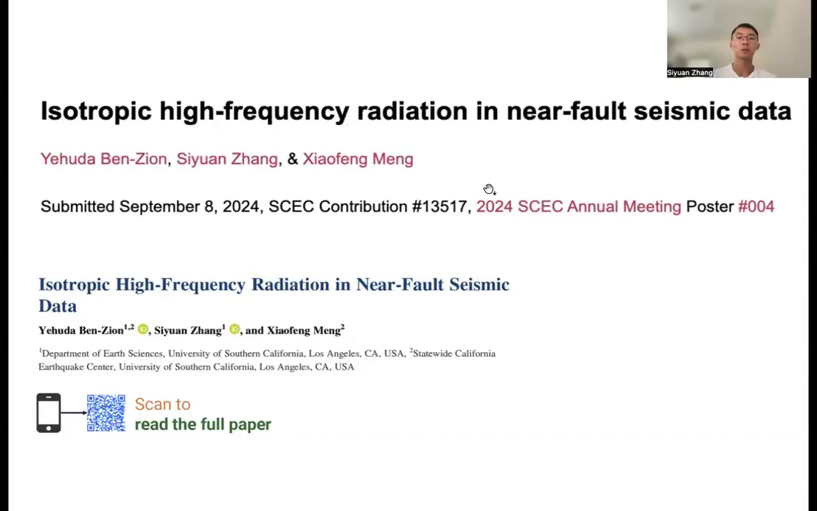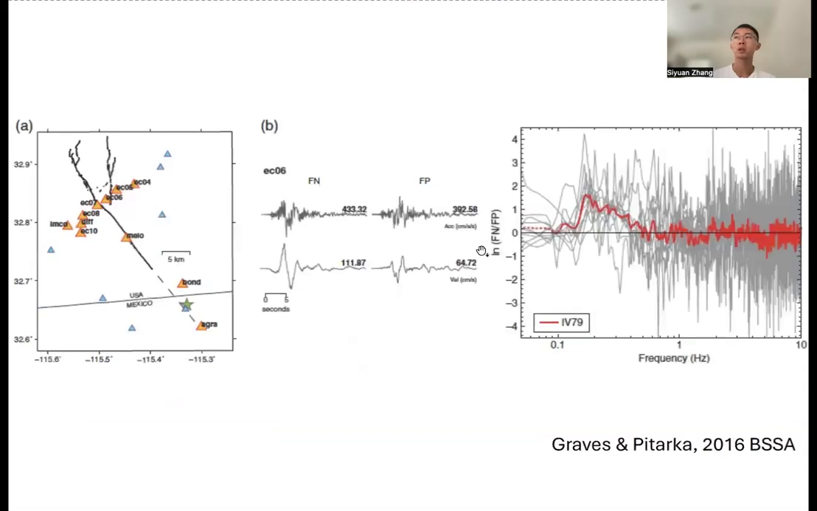In the next few minutes, we will be exploring the SCEC 2024 meeting poster number 4, Isotropic High-Frequency Radiation in the Near-Fault Seismic Data, which was recently published in GRL as well. This work was inspired by a seminar given by Rob Graves at USC.